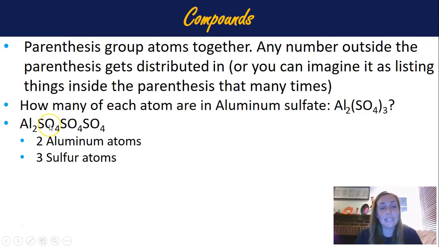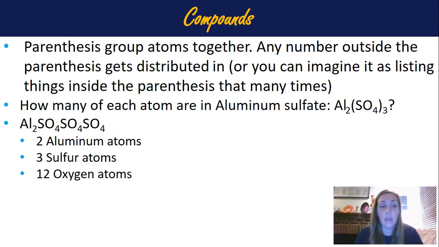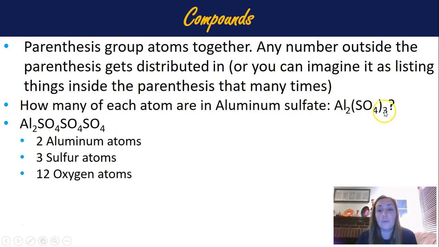The last element is this capital O, which we know to be oxygen. And if you forgot, it's on your periodic table. I've got 4, 4 more, and 4 more. 4 plus 4 plus 4 is 12. The other way you could have done that is distribute this 3 in. So 3 times 1 is 3. 3 times 4 is 12.